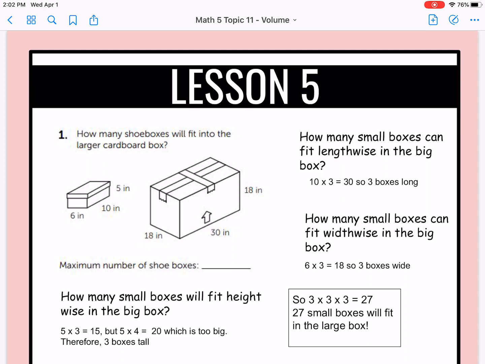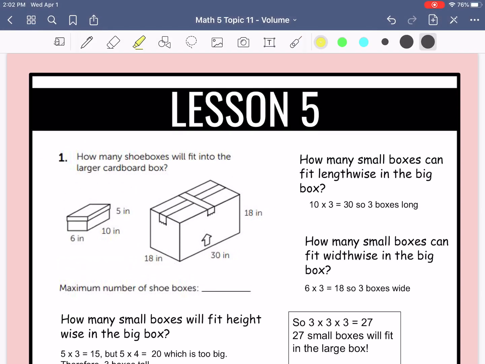All right, so again, similar, but this box is not as tall. Okay, so let's find our length. Okay, so here's our length. We have this lovely 30-inch box, and we have this little tiny 10-inch box. How many times will that 10-inch box go into the bottom, that 30-inch? Well, 10 times 3 is 30, so that means we have 3 boxes long. So our length, we can fit 3 boxes.